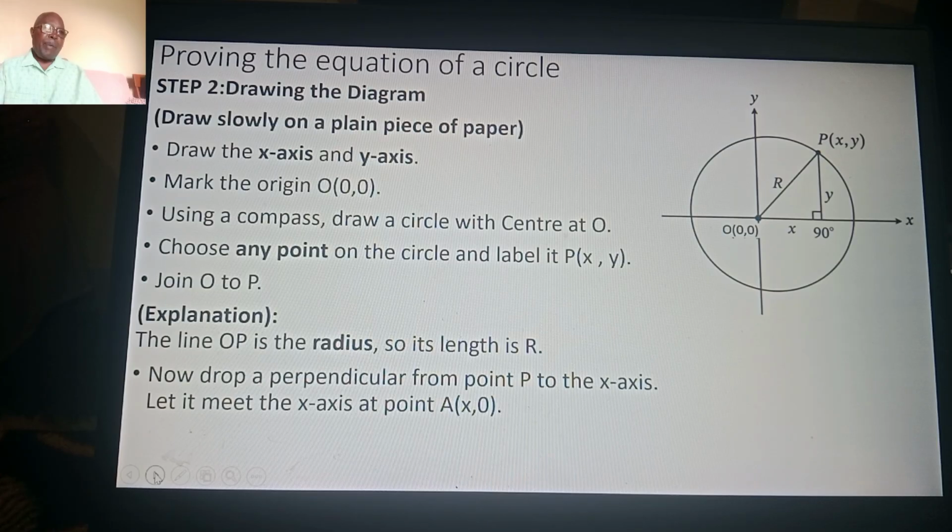Now drop a perpendicular from point P to the x-axis. Let it meet the x-axis at point A (x, 0). And all this information is in the diagram there. So as a student or any member of the internet, you can easily follow those instructions and come up with that diagram.